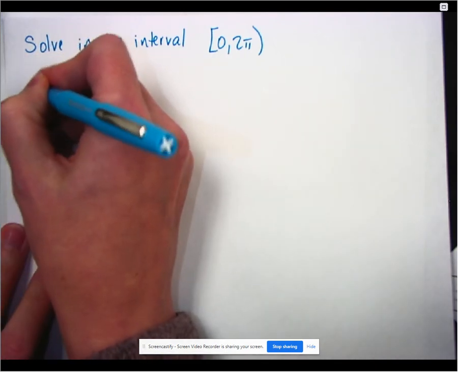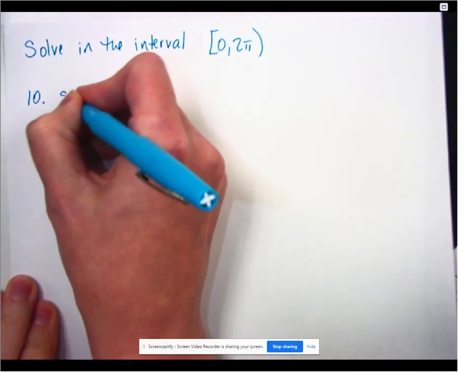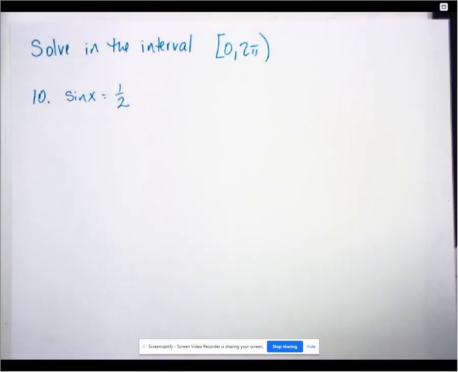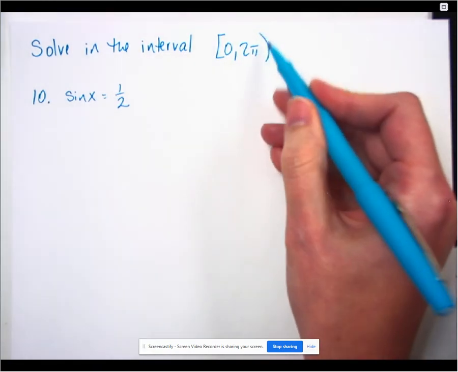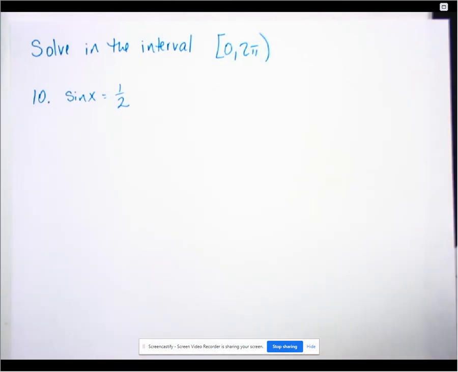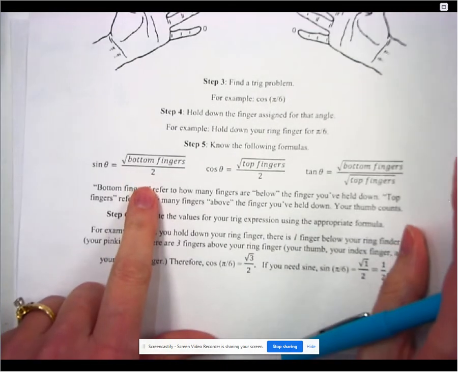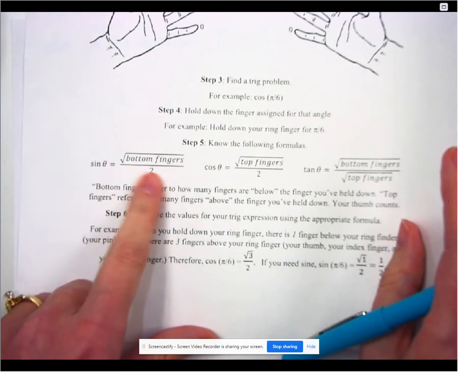All right, so on number 10, our equation is the sine of x equals 1/2. So we're going to figure out an angle x that falls between 0 and 2 pi, does not include 2 pi, but does include 0, that has a sine of 1/2. Because it's a sine, we're going to use the rule that the sine is going to be the square root of the number of bottom fingers over 2.